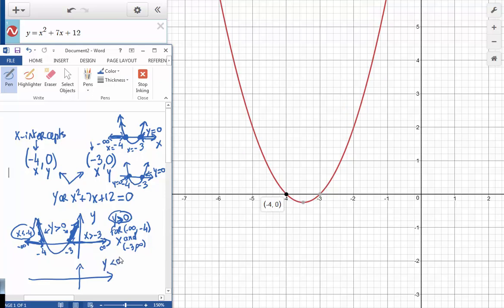And when I say y, keep in mind, y stands for this quadratic function over here. So where is y negative? Y is negative for the points of the graph that are over here below the x-axis. And let me show that to you.